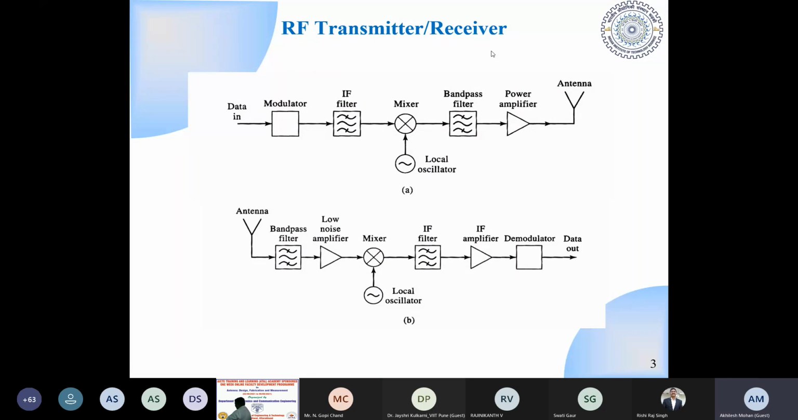Then after that, we upconvert it to a higher frequency using a mixer and a local oscillator. We mix with the local oscillator, so we get the higher frequency. Again, the mixer has a nonlinear device and will generate summation and difference frequency components. So we pick whatever is desired using the band pass filter. After that, we amplify the signal.